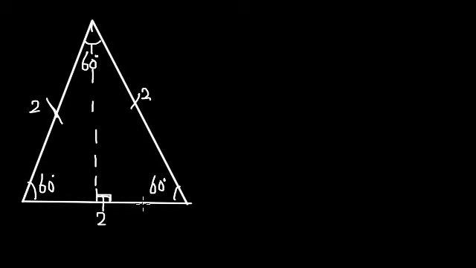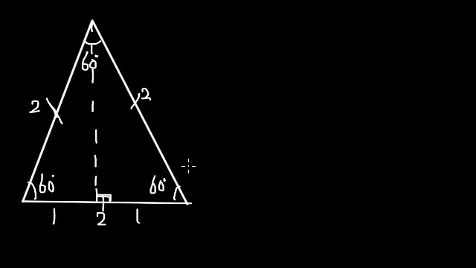If this line bisects the base of the triangle, it means the magnitude of the base from this point to this point will simply be 1 unit, as we have divided the whole base, which is 2, by 2. So this will be 1 unit. Similarly, this will also be 1 unit.